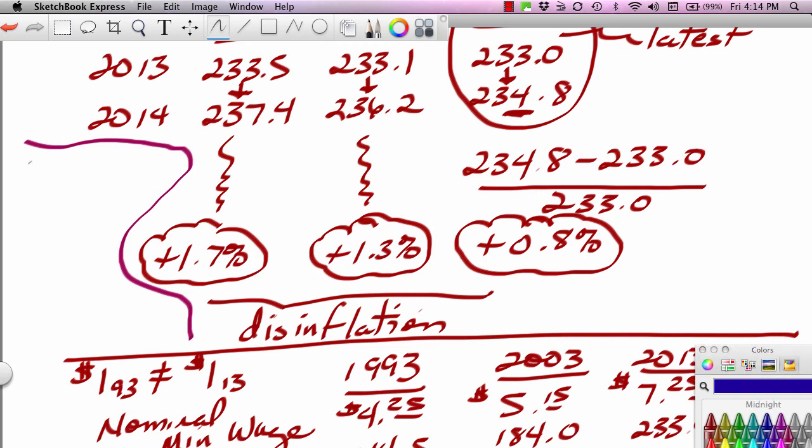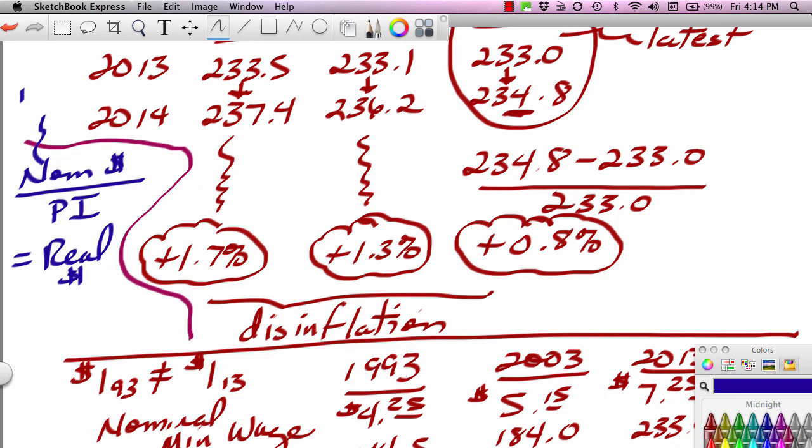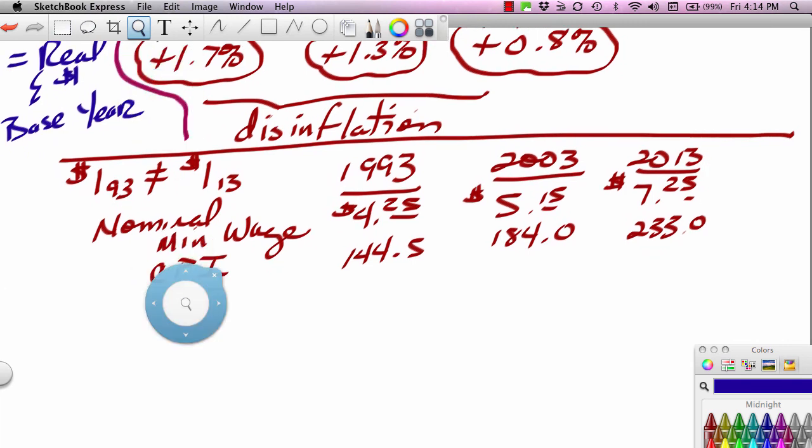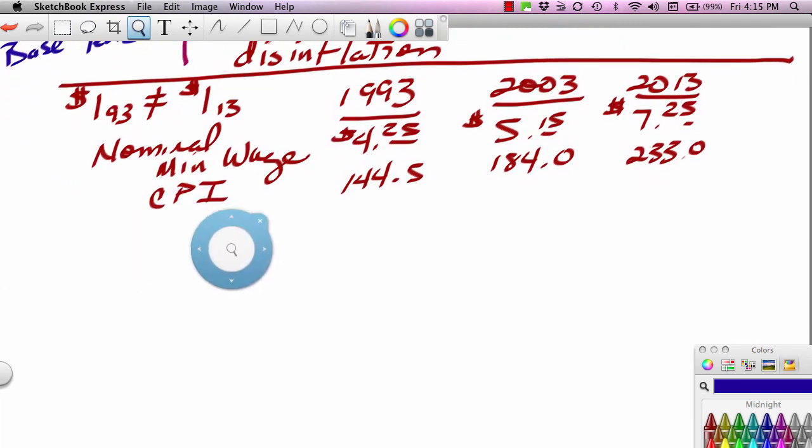Blue. If you take a nominal dollar amount and you divide it by the price index, you get what we call the real dollar amount. The nominal amount is in current dollars. The real amount is in base year dollars. Once I get all of the data into base year dollars, I can compare them.